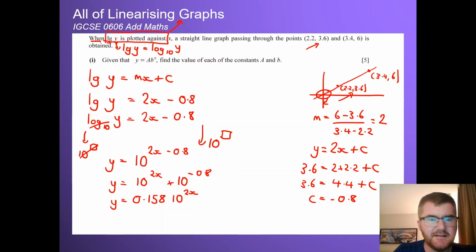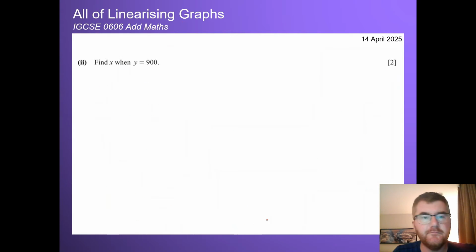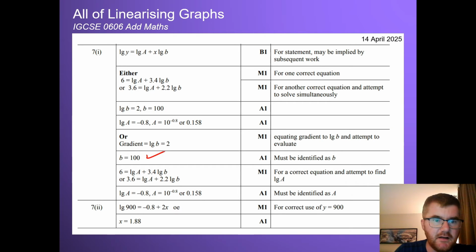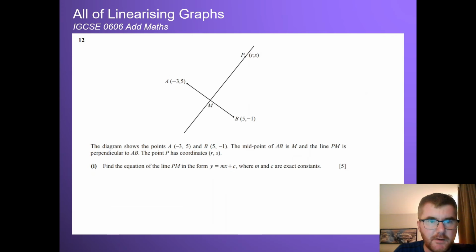And again, we can tidy this up slightly. Notice, like, 10 squared, so we can isolate this. Gives us 0.158, 100 to the power of x. Notice it wants the b alone, doesn't want the 2 up here. So that means then that a is equal to 0.158 and b is equal to 100. So you can see our answer here, 100 and 0.158 for our equation.